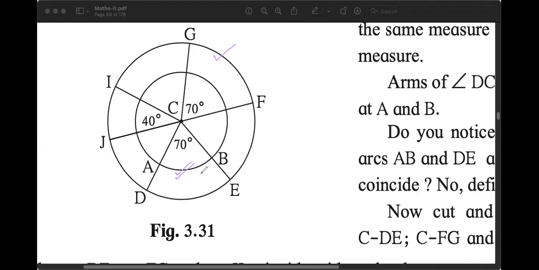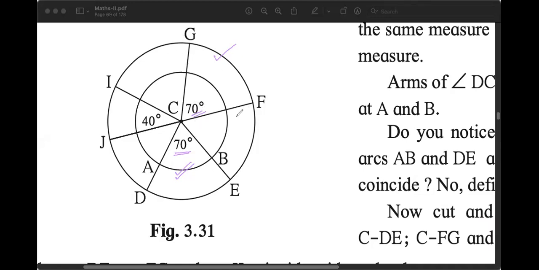70 degrees. Yes, correct. And if I ask you, what is the measure of the arc GF, which is part of the outer circle? 140? It is not 140. 70 degrees. Yes, it is the same 70 degrees.